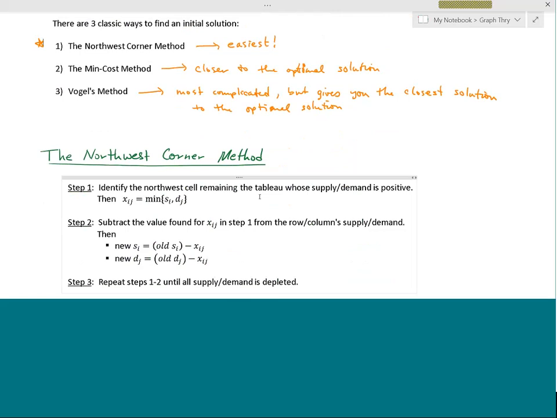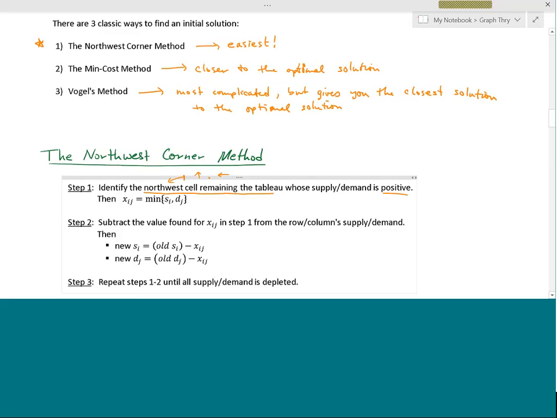You have to have all of your costs already in the labels. So what you do is you identify your northwest cell remaining in the Tableau whose supply and demand is positive. Now, northwest here means what? It means you're looking as high up in your Tableau as possible, north meaning up, and west meaning you're looking the most towards the left. So it is totally a descriptor in terms of the name. Actually, both the northwest corner and minimum cost method are descriptor names. Northwest corner, look up and to the left. In other words, look north and look left.